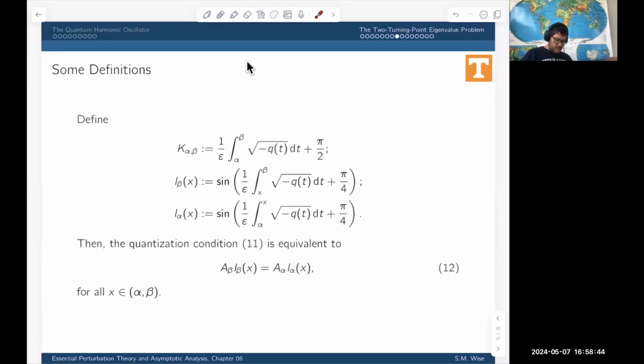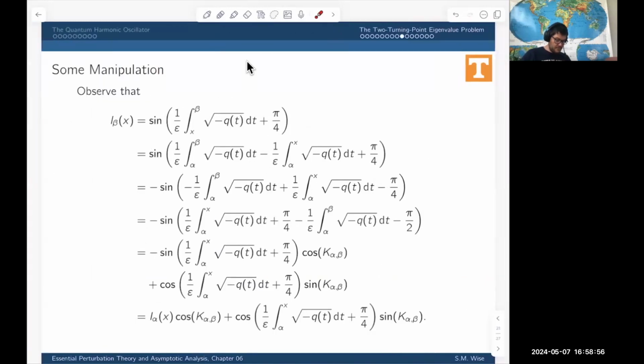So that's what we need to make happen, and this is going to be a useful quantity for making that happen. I think what we start with is I beta. So let's start with I beta. I beta is the sine of 1 over epsilon times the integral from x to beta of the square root of minus q, dt, plus pi over 4.